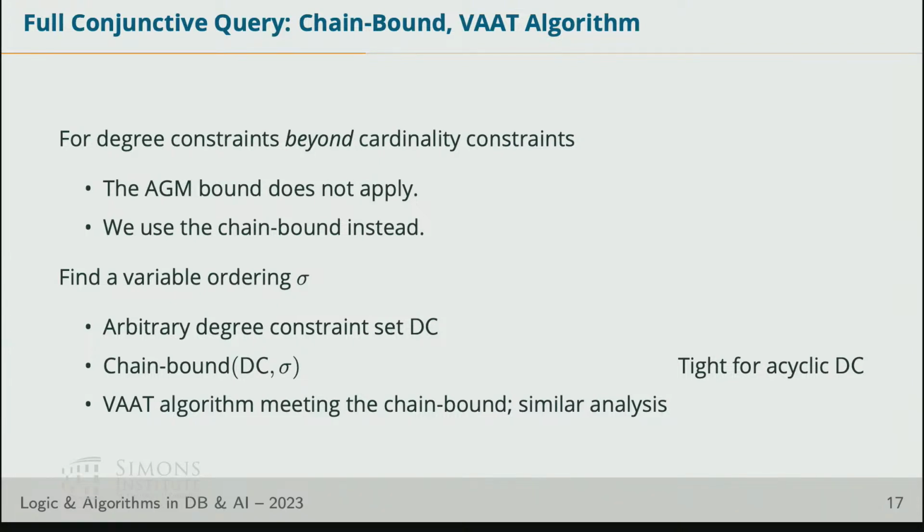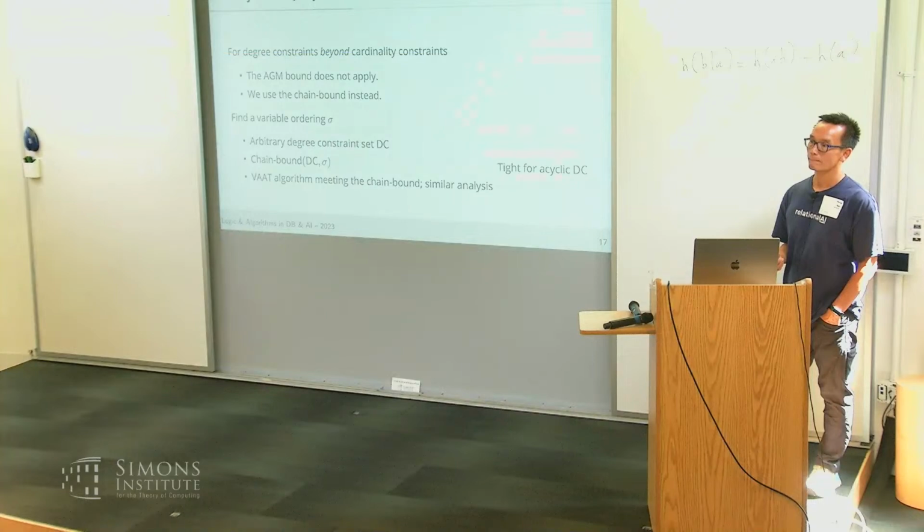Go ahead, Nat. The choice of the variable ordering does not affect the worst case optimality of the algorithm. So for any variable order, your algorithm would be worst case optimal. It's just that in practice, there may be huge differences between the variable orders.